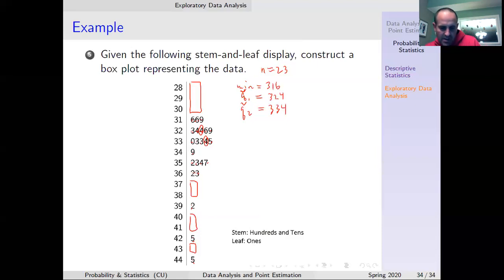Same thing up above. I have 11 values there, so I want the 6th one, so that there will be 5 below and 5 above. 1, 2, 3, 4, 5, 6. It's this guy right here, with 5 below and 5 above. So what do I have here? 357. So that's what Q3 tilde is. 357.